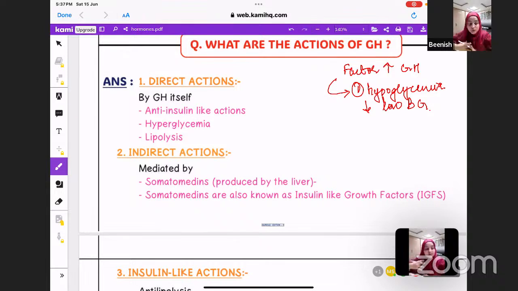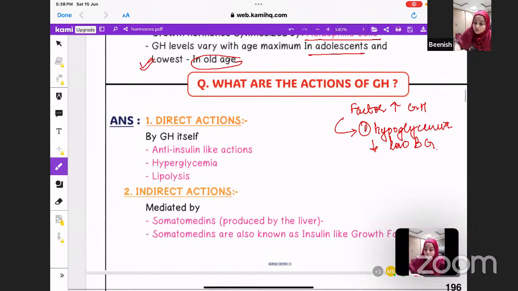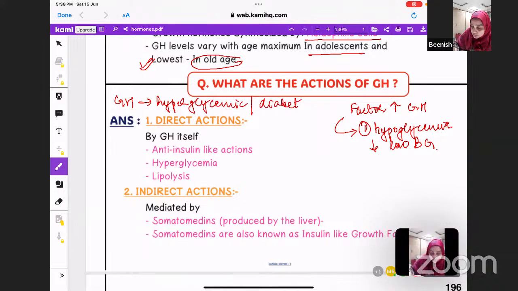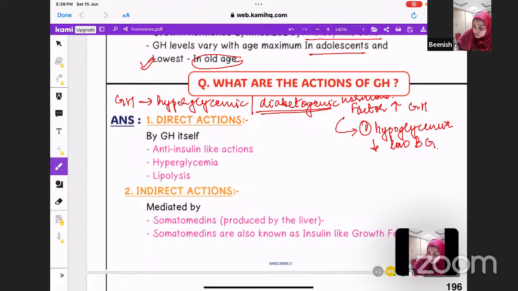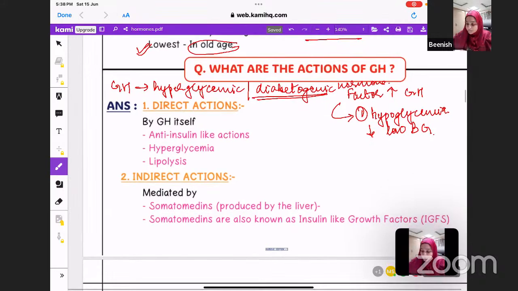So all these factors are going to increase growth hormone in the body, and the reverse is going to happen. That is, all the factors that cause hyperglycemia are going to decrease the growth hormone in your body. So your growth hormone is a hyperglycemic or diabetogenic hormone. What is meant by this? I'm going to explain the diabetogenic hormone, but before that, let's talk about the actions of growth hormone.